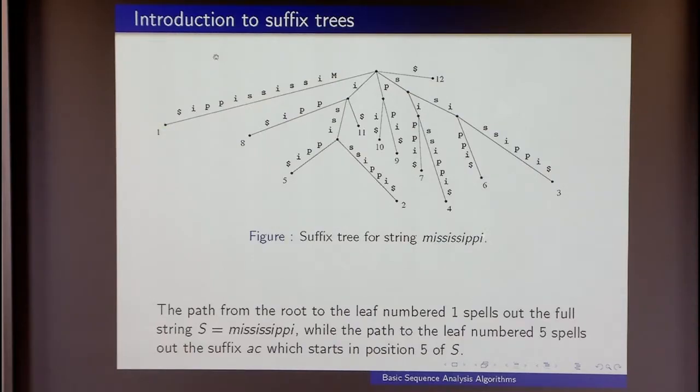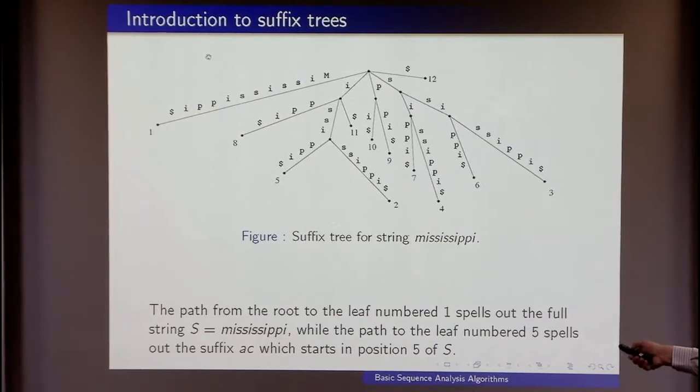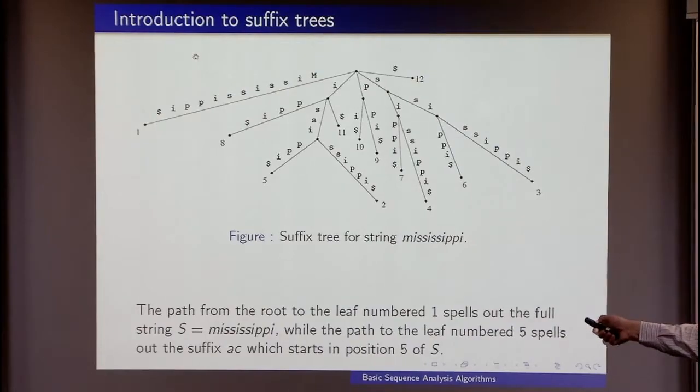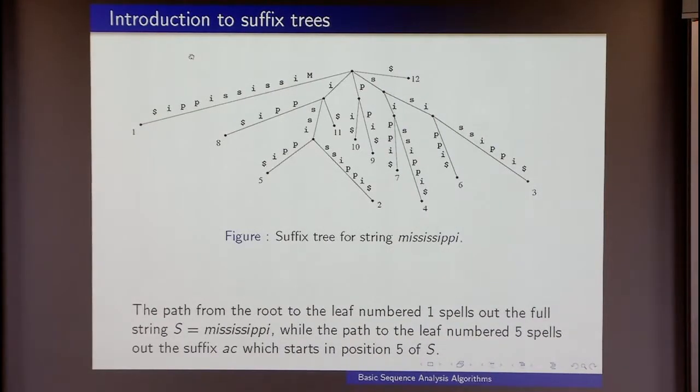The suffix of this with the $ sign, starting at position 1, is just the whole string itself, MISSISSIPPI, with the $ sign. And then the suffix starting, for example, at position 2 is ISSISSIPPI$. It doesn't have the nice rhythm, but it's everything but the first M. And all the other suffixes are in there, 12 of them, including the $ sign by itself.